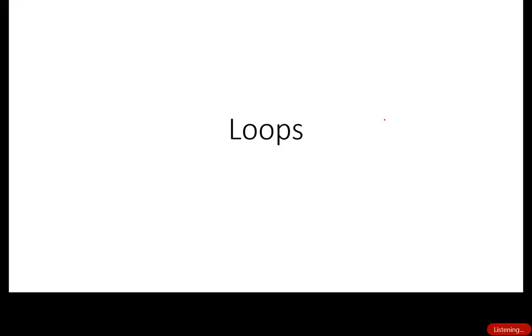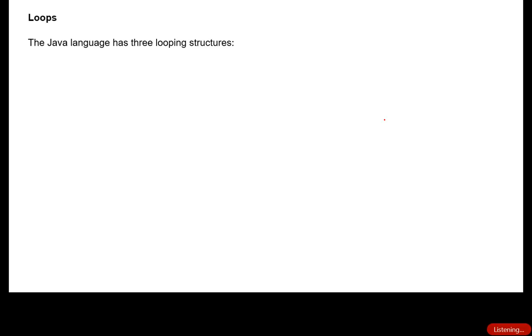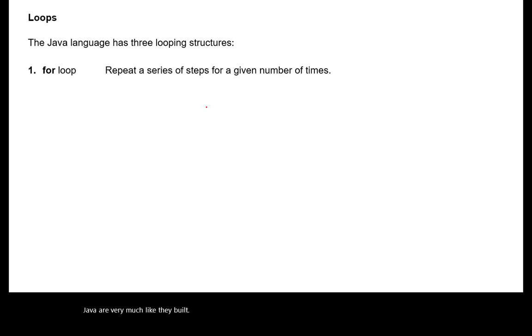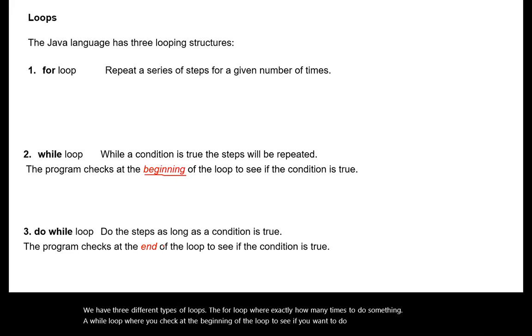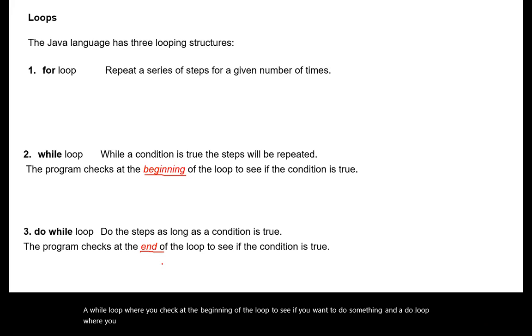Loops in Java are very much like they were in Python. We have three different types of loops. The for loop, where you know exactly how many times to do something. A while loop, where you check at the beginning of the loop to see if you want to do something. And a do loop, where you check at the end to see if you want to keep going.